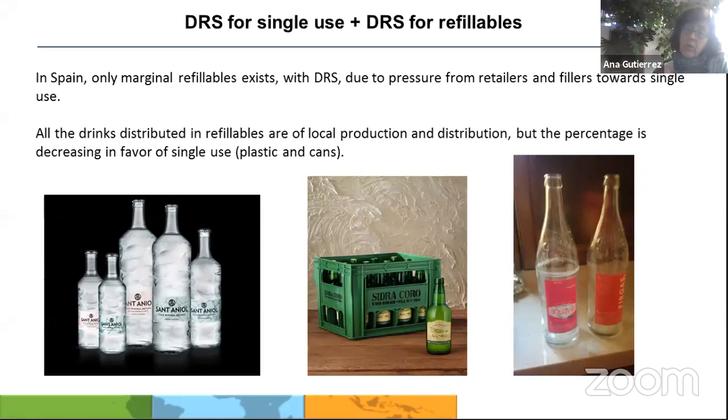And I did want to show 3 examples of refillables in Spain, and they still are in a DRS system. They have a deposit. The center one is cider. It's a really good, efficient system in the north of Spain, where cider is the favorite drink. But unfortunately, as there is no DRS for single use, retailers are choosing cider in single use, and these traditional bottles, which are here from the 19th century, are starting to disappear in favor of plastic and cans, of course.